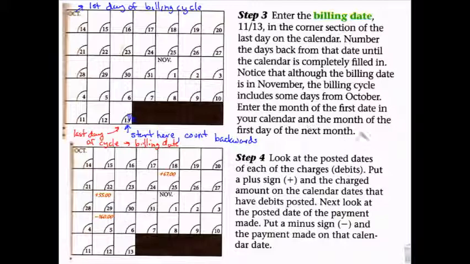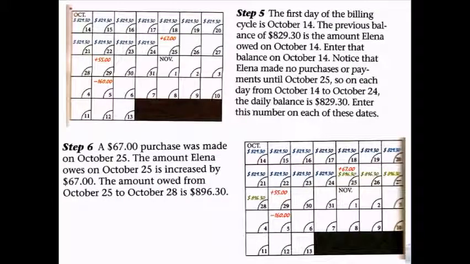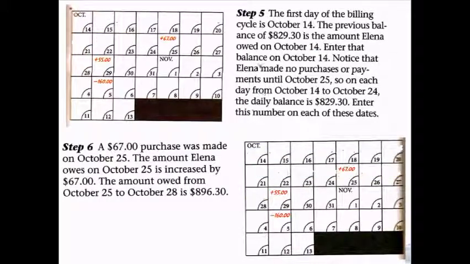And then these real quick and walk through it step by step. What you do is you've got your transactions put in there. Then you start with your previous balance. And from the statement, the previous balance was $829.30. So you write $829.30. And the book recommends you write it in every single day. I don't do that. I draw a line like that.